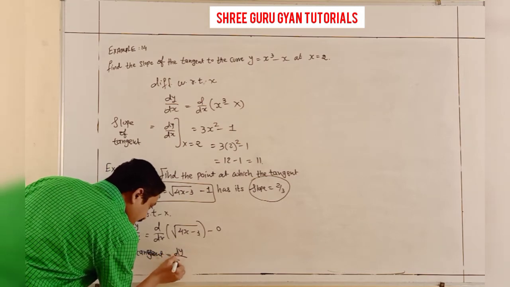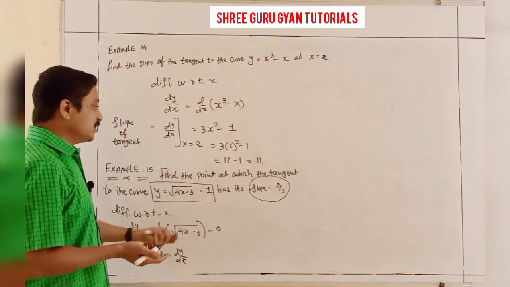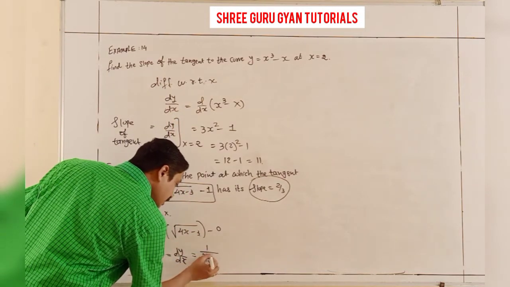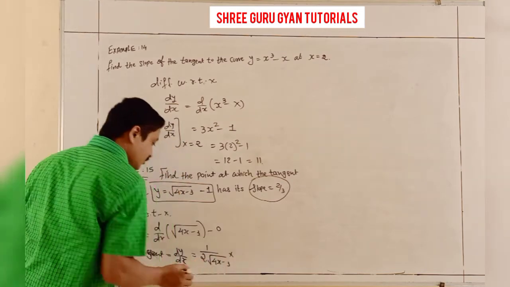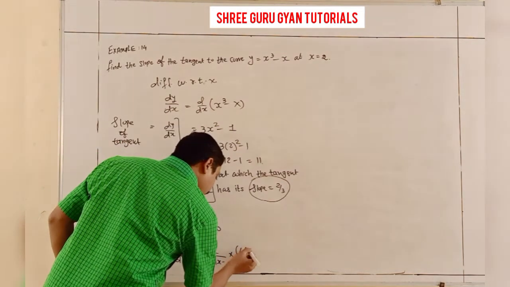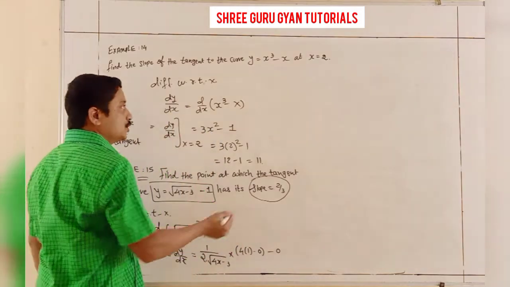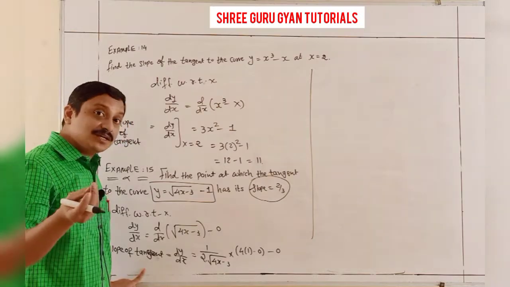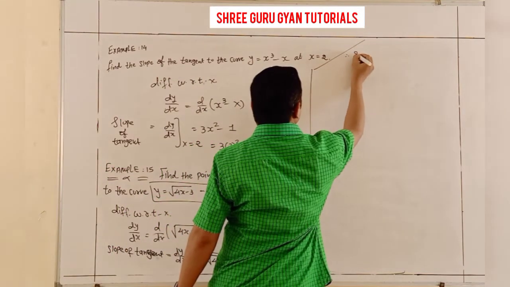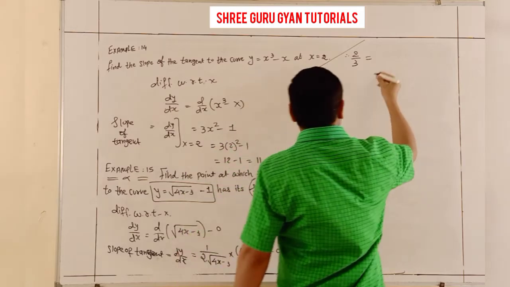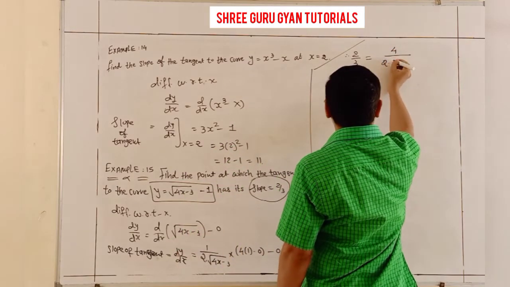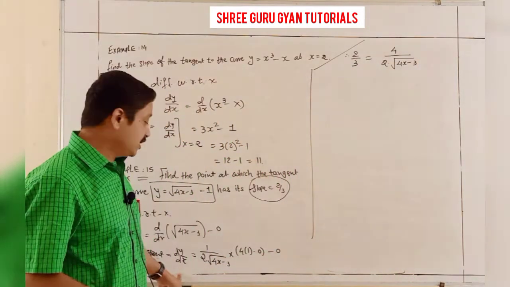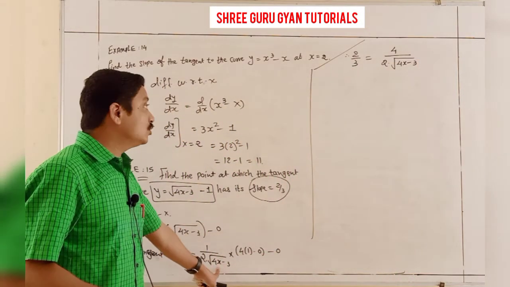Divide by dx. Very simple, students. You apply and get your values for the derivative: 1 by 2 times root, and the internal derivative of 4x minus 3 is 4. So we already know the slope of the tangent is 2/3. I put it here, 2/3. So students, that value is 2/3, and the right side will be the same, 4 by 2 under root 4x minus 3. This is the equation of the tangent: 2/3 equals 4 by 2 under root 4x minus 3.